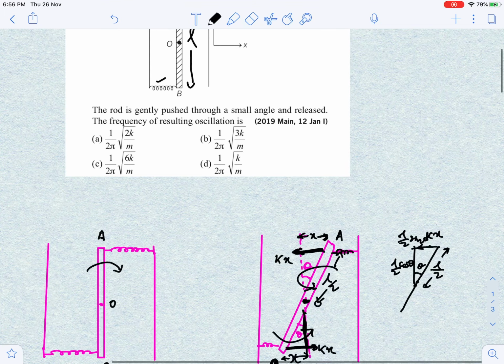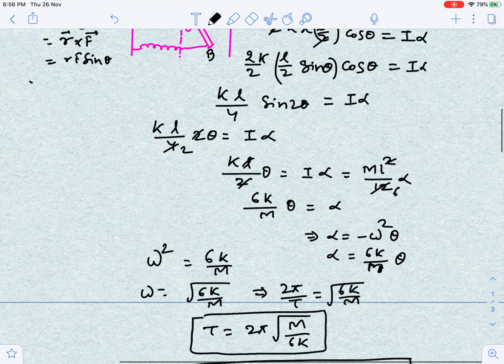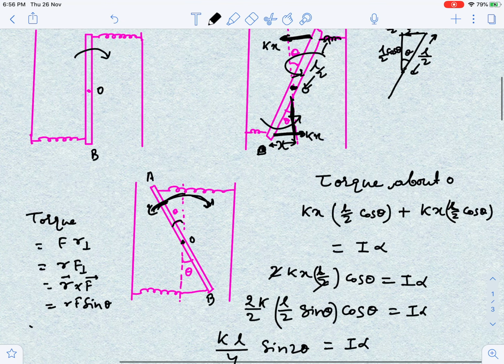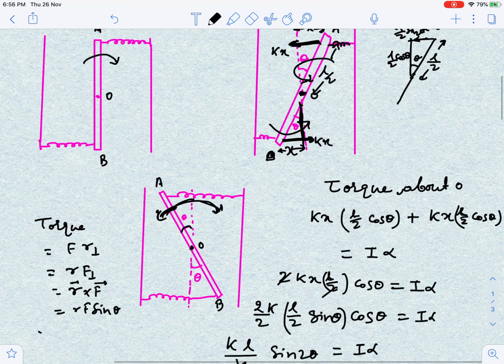So the correct answer of this question is 1 by 2 pi under root 6k by m. This is the right answer, guys: 1 by 2 pi under root 6k by m. This type of question may be asked in upcoming JEE exams.